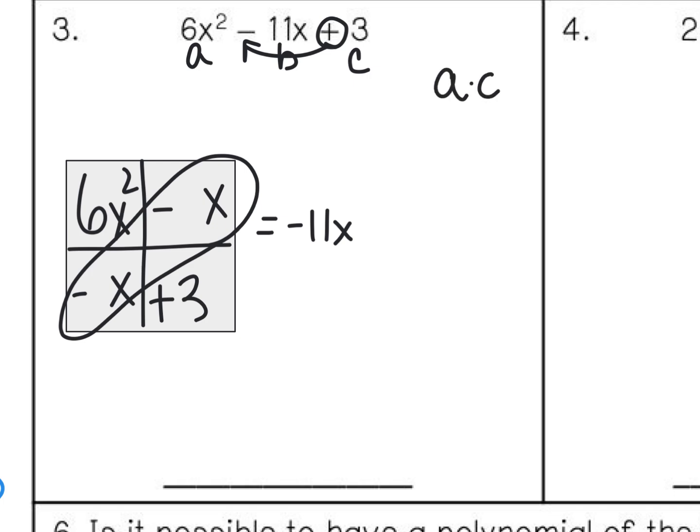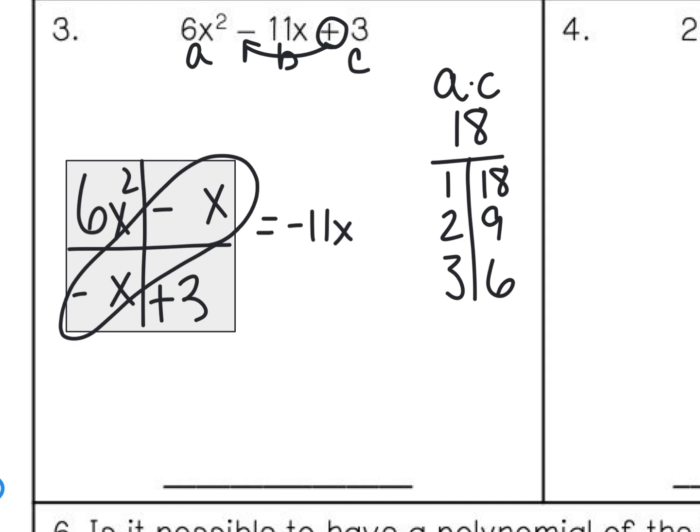What's C? 3. 6 times 3 is? 18. So what makes 18? 1 and 18. 2 and 9. 3 and 6. Now, here's the part that some people mess up on.